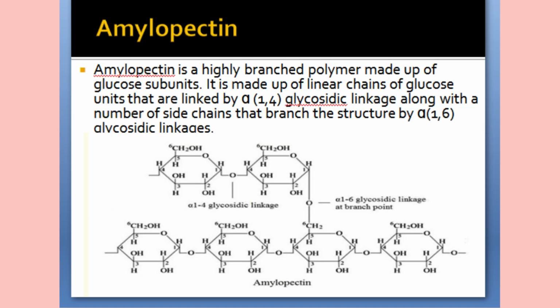Amylopectin is a highly branched polymer made up of glucose subunits. It is made up of linear chains of glucose units that are linked by 1,4 glycosidic linkage along with a number of side chains that branch the structure by 1,6 glycosidic linkages.